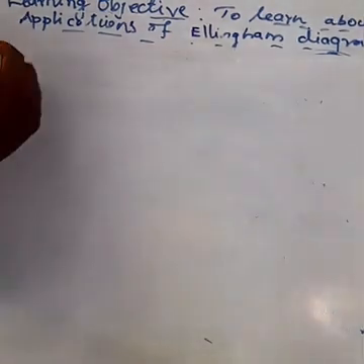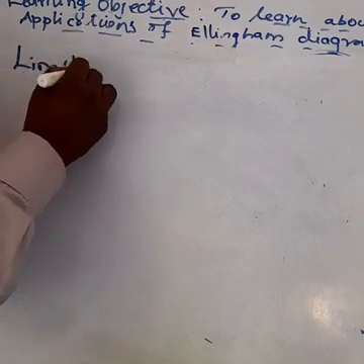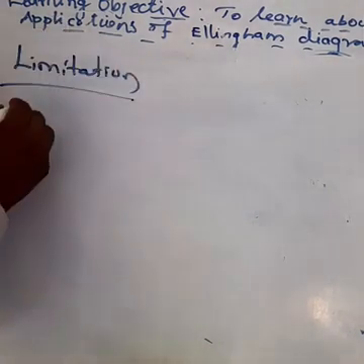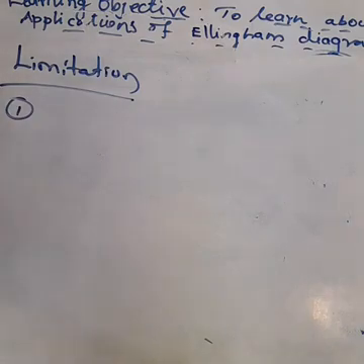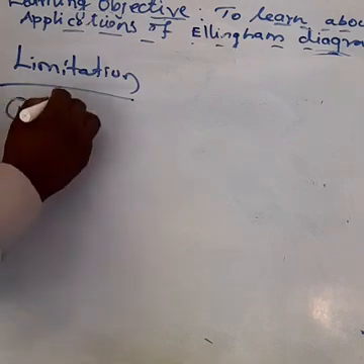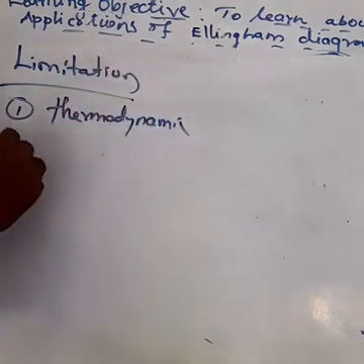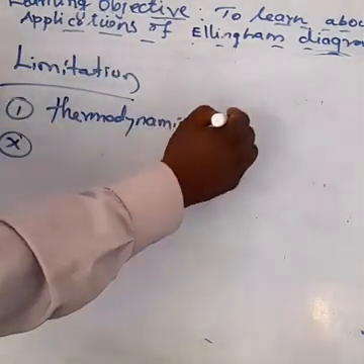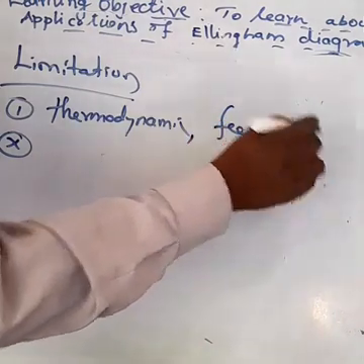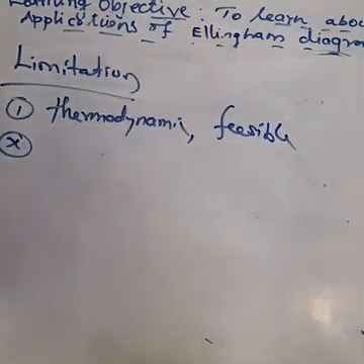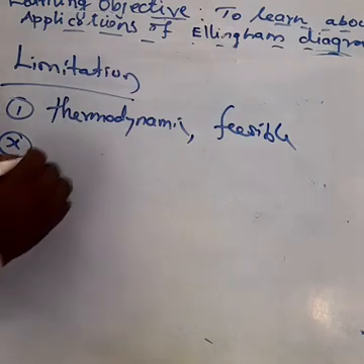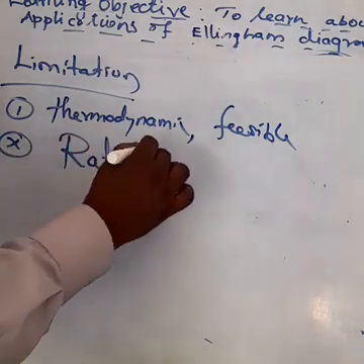Next, what are the limitations of Ellingham diagram? One of the first limitations is that the Ellingham diagram is constructed based only on thermodynamic considerations. It gives the information about what is thermodynamically feasible. It does not tell anything about the rate of the reaction.